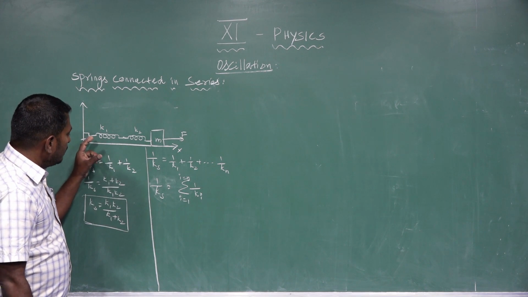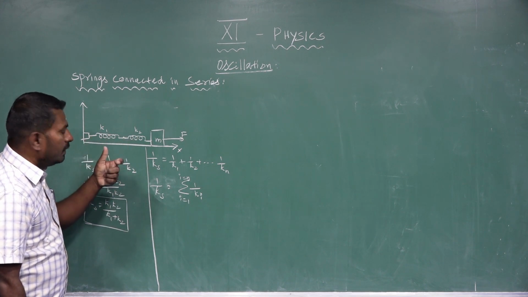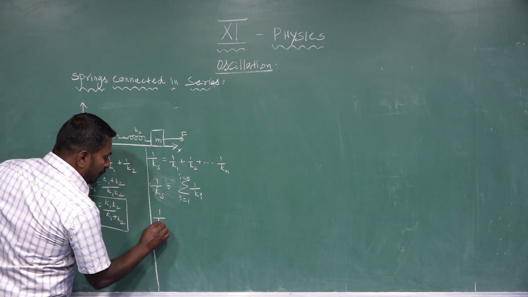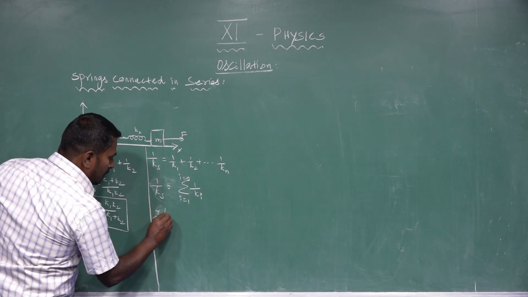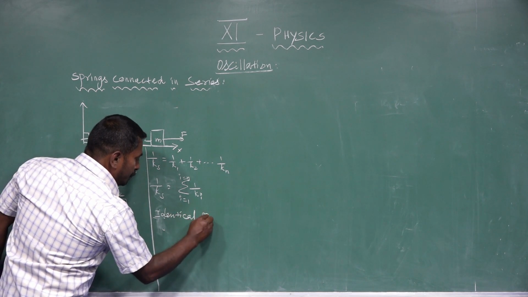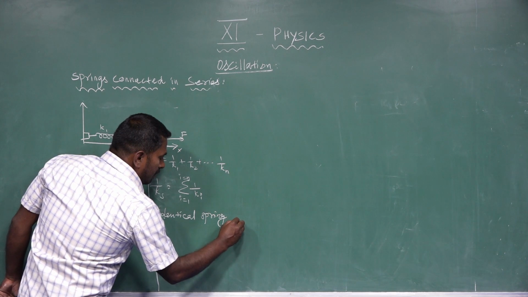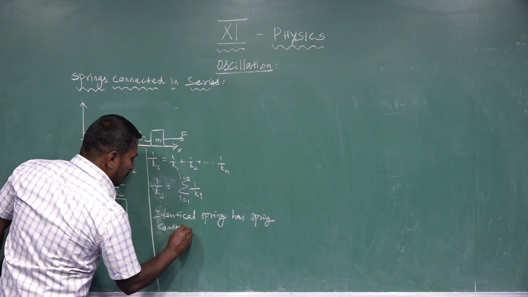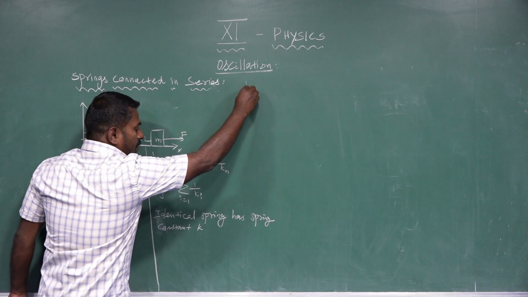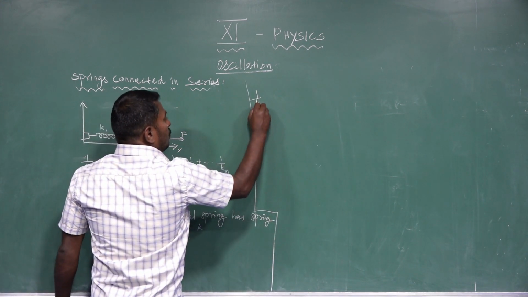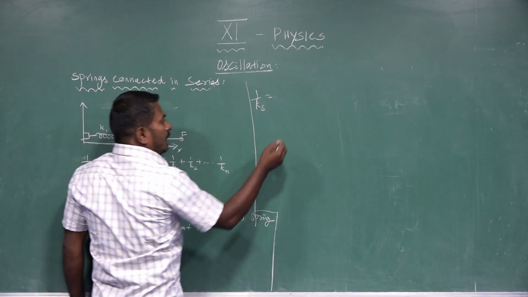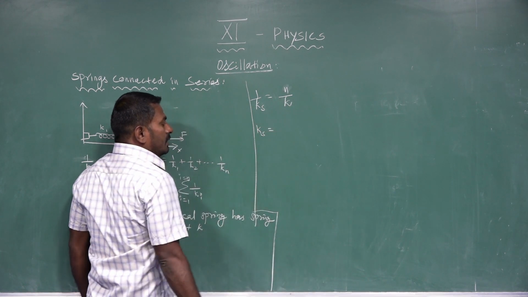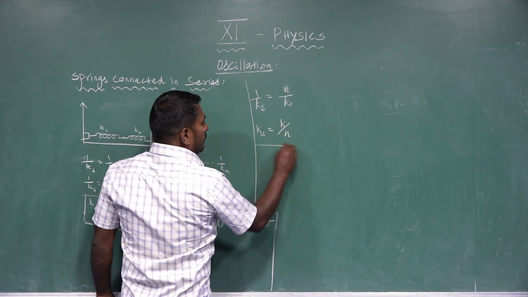If all springs connected in series are identical, each with spring constant K, then the reciprocal of the effective spring constant connected in series is equal to n divided by K. The effective spring constant connected in series is Ks equal to K divided by n.